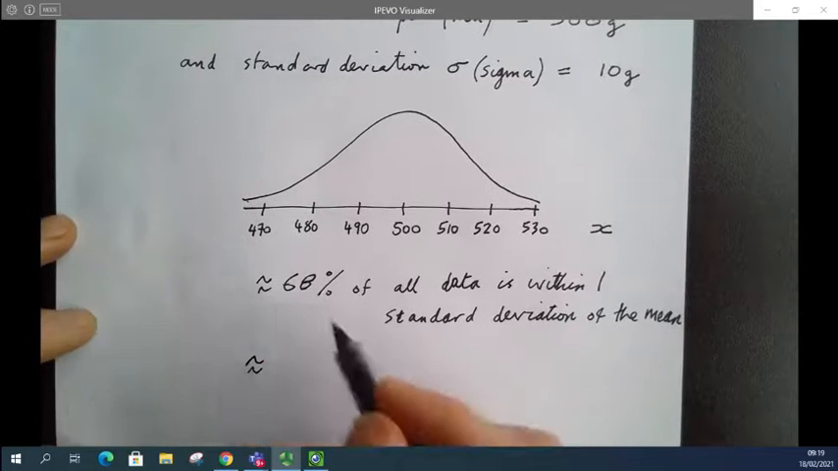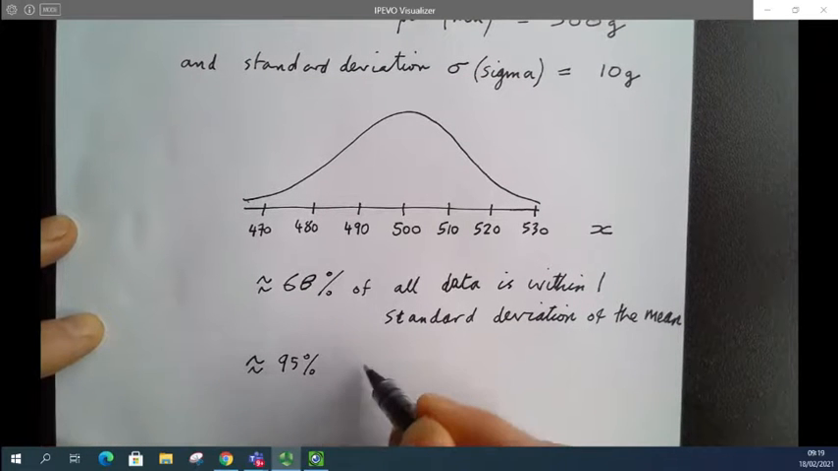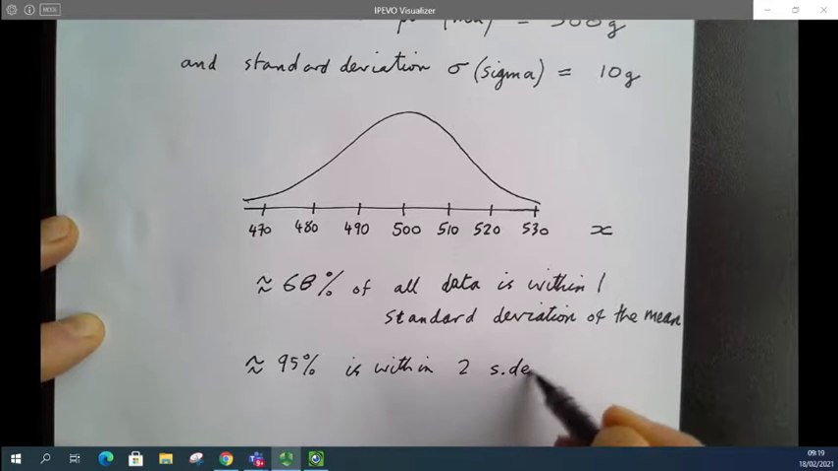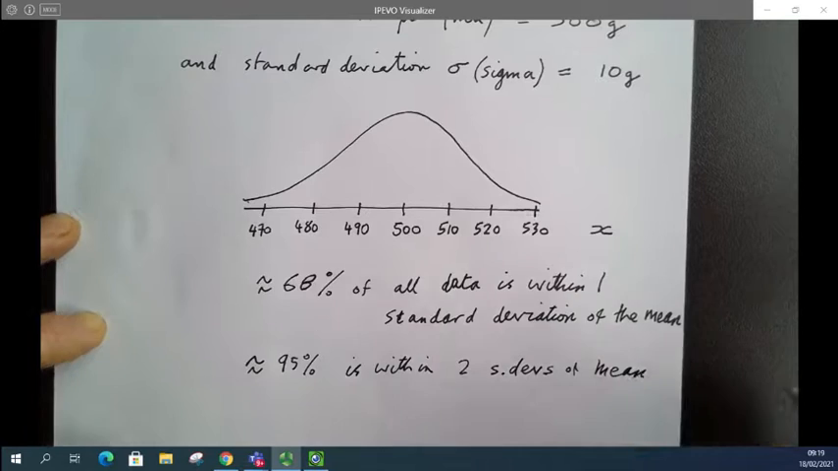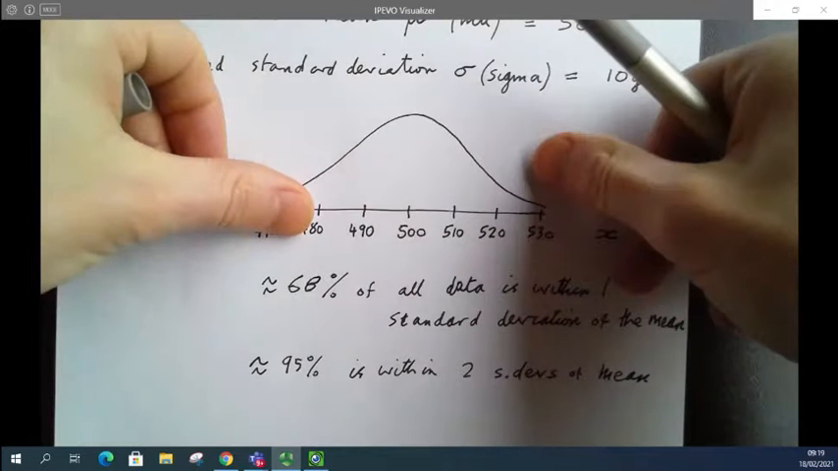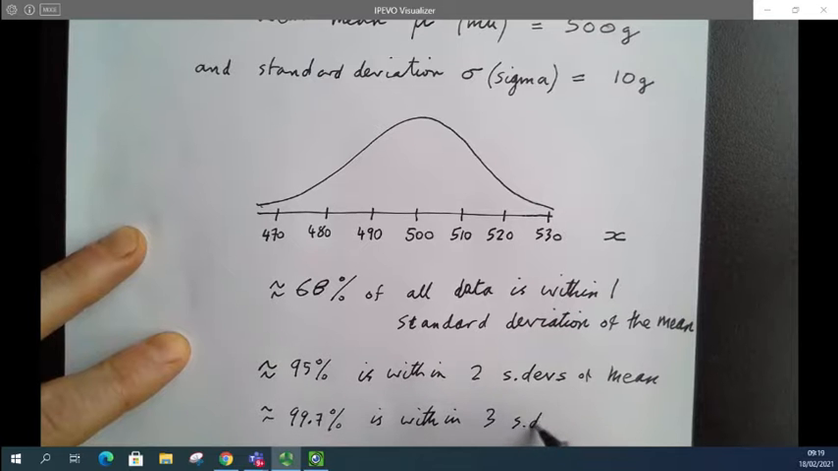And then 95% is within two standard deviations of the mean. So that's between here and here. And approximately 99.7% is within three standard deviations of the mean.